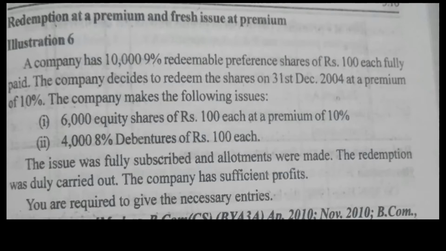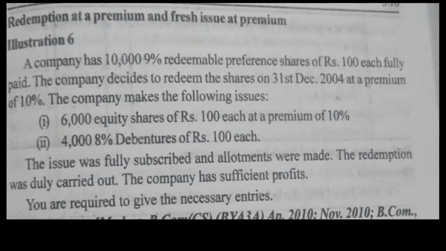What is the preference share value? 10,000 into 100 will give me 10 lakh. Out of 10 lakh, 10% will give you 1 lakh, which means at the time of issuing the shares, I got 10 lakh from redeemable preference shares. But at the time of redemption, I have to pay 11 lakh. That is what is called premium.